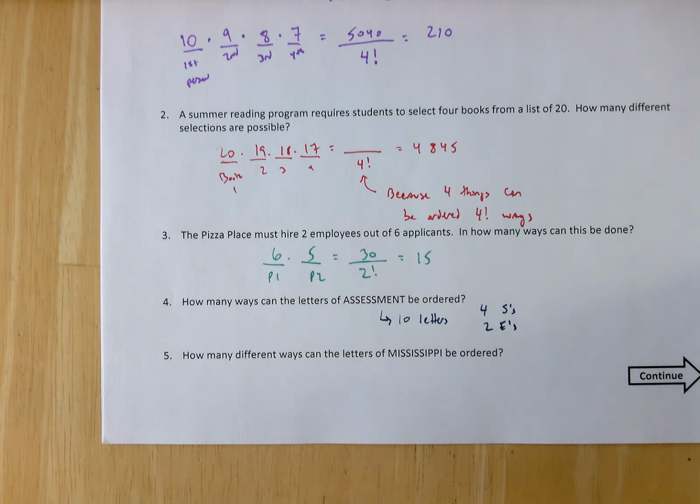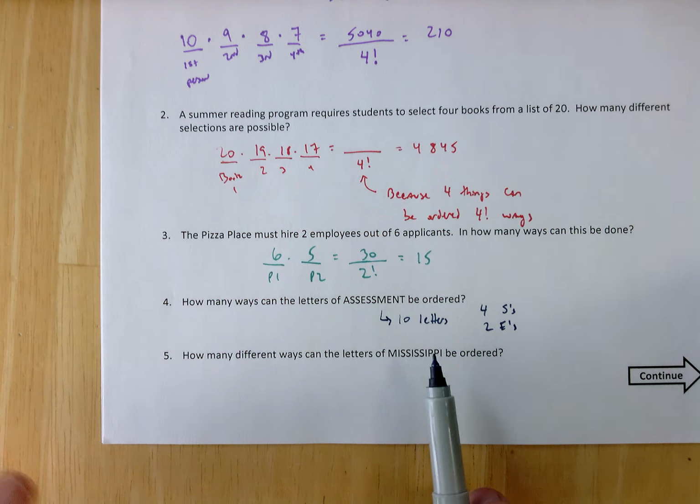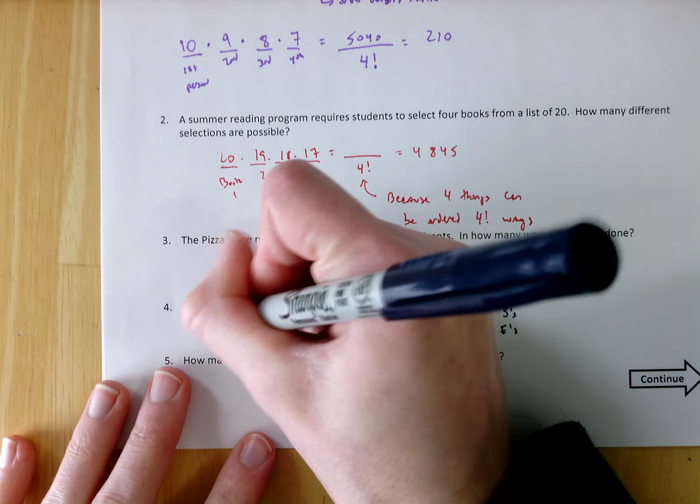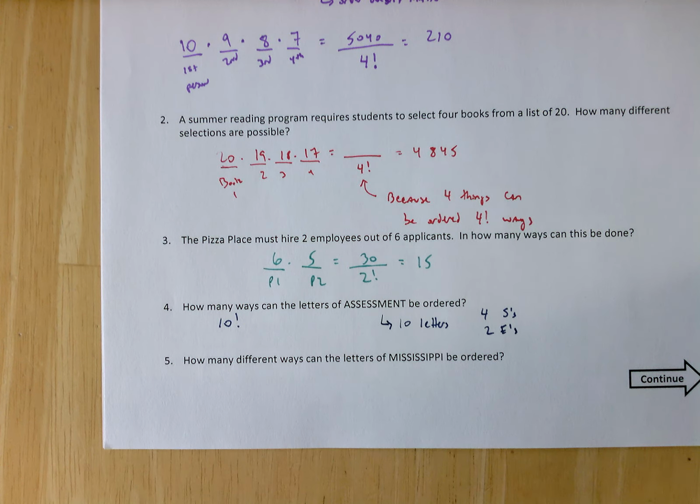Okay, so here's how we're going to do this. My 10 letters, I would have 10 slots, and it would be 10, then 9, then 8, all the way down to the bottom. I'm just going to shortcut that and say it's 10 factorial. So there's 10 factorial ways that you can reorder these letters.